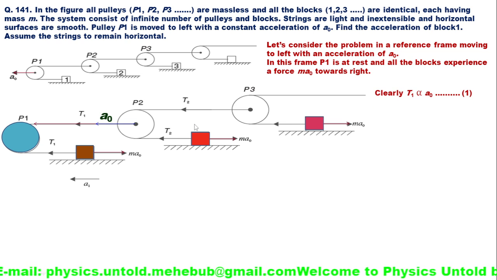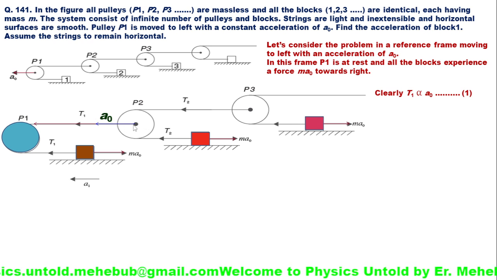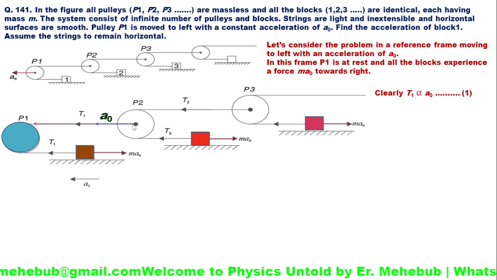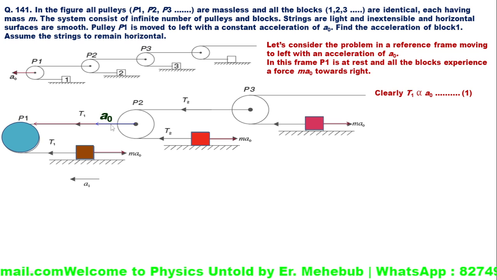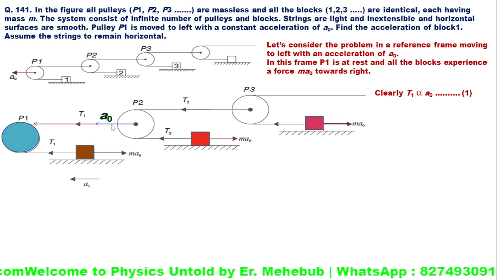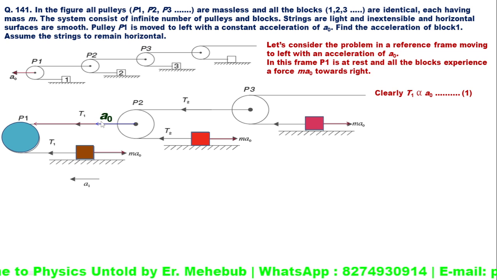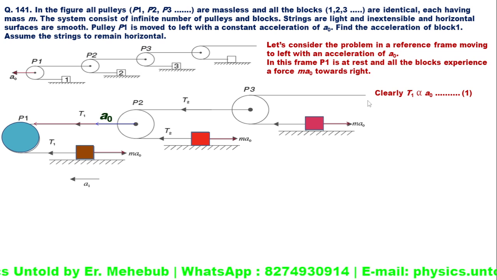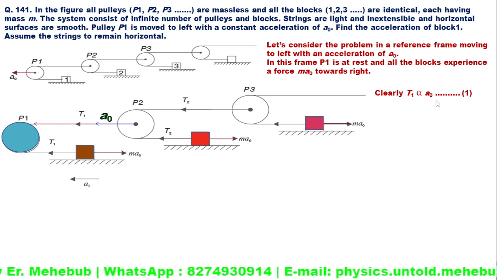So if the pulley is moving in the leftward direction, and as we are seeing from the diagram that its acceleration a0 is towards the left, and its tension of the string is equal to T1, and which are on the same line and the same direction. Therefore, we can clearly conclude that our tension T1 is directly proportional to a0. This is our equation number 1.